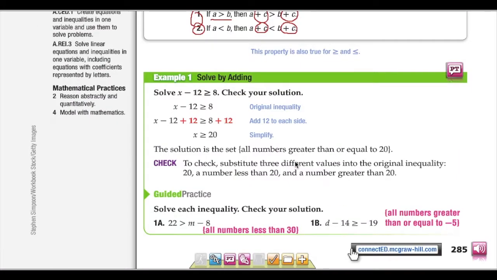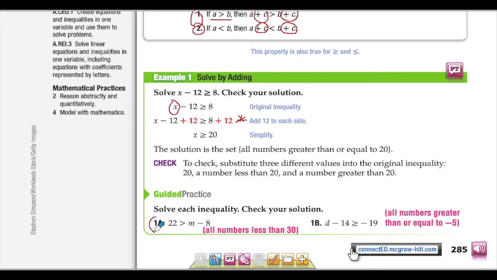For example 1, we're going to be solving by adding. And so in this case, to isolate the variable x, we're going to add 12 to both sides. Notice that the example is shown with work horizontally. I will also show an example with it shown vertically.